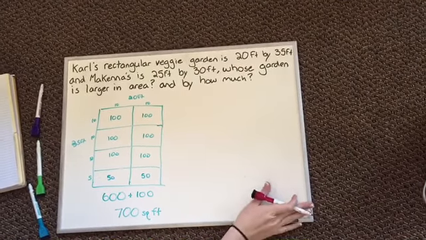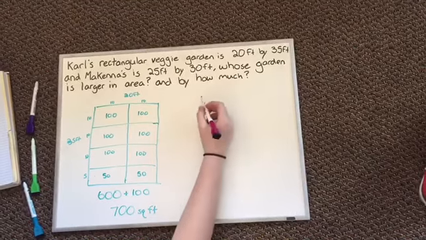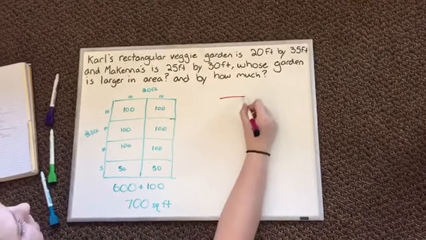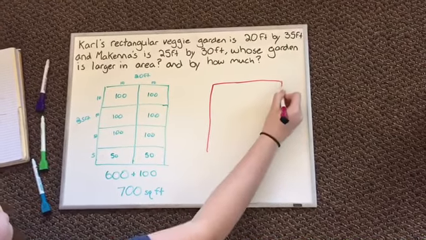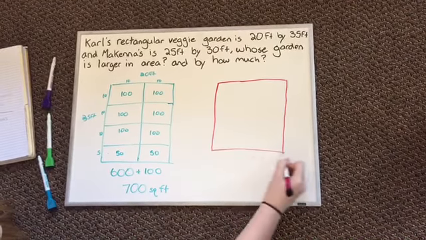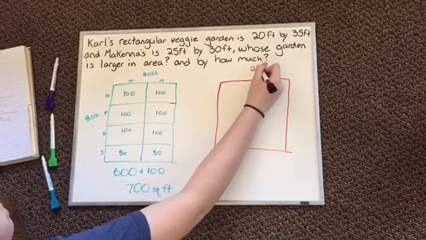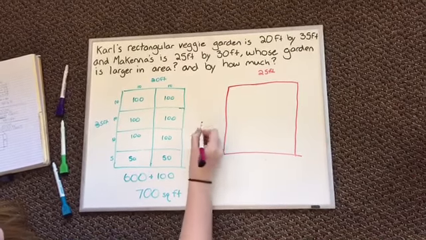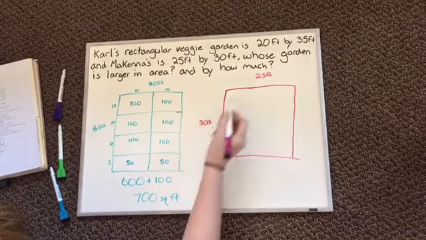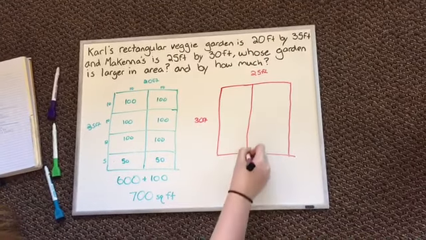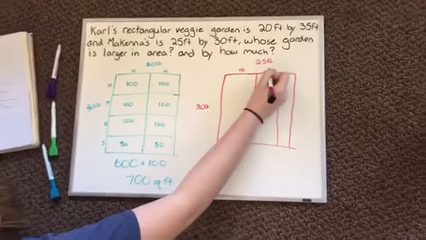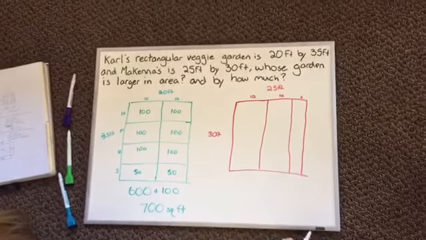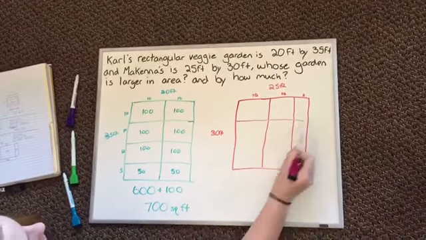Next, for McKenna's garden, we have 25 feet by 30 feet. And we're going to do the same thing and split it up. So we'll split 25 into 10, 10, and 5. And we'll split 30 into 3 10s.